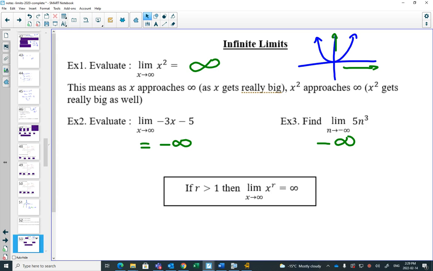If you have an exponent bigger than 1, so r could be 2, could be 3, could be 2.5, anything bigger than 1, does this make sense? That if you put in a very large number and the power is bigger than 1, that makes things get bigger and bigger over time, that would also go to infinity. So what we're trying to do here is mental math with very, very big numbers and see whether or not they're still very big numbers or what happens with them as we go.